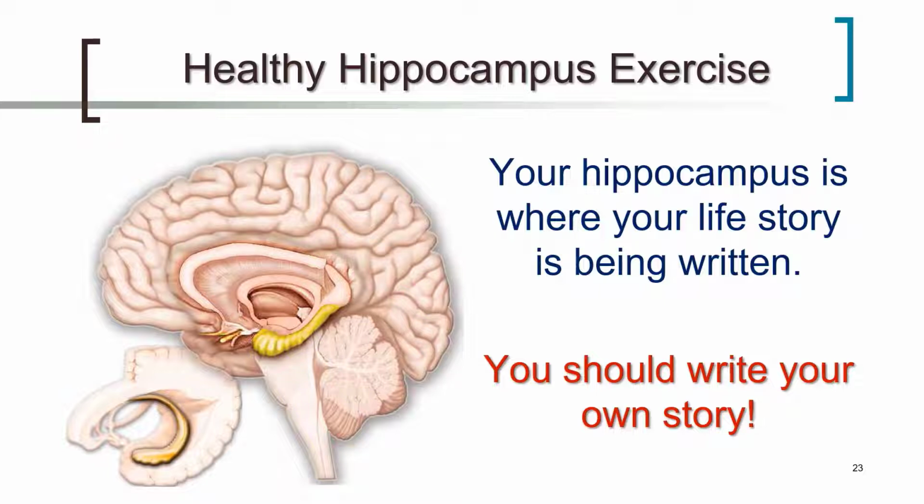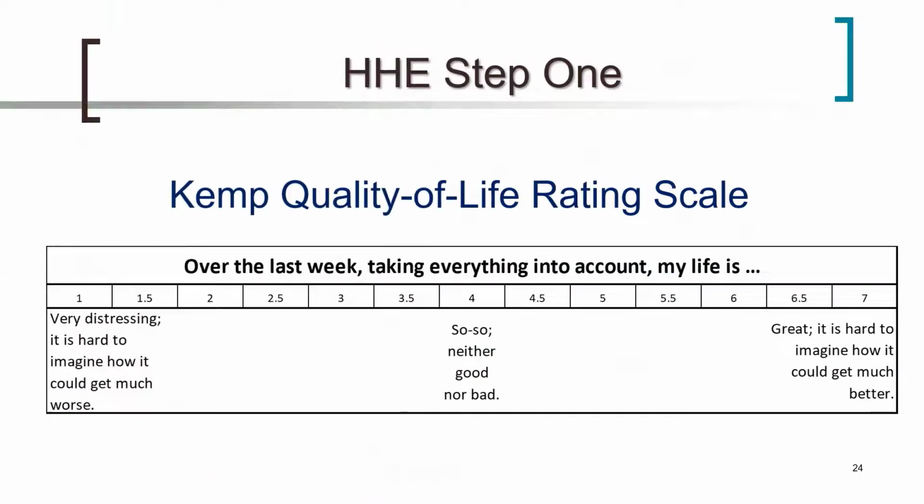For our class today, I want to emphasize the idea of autobiographical memories. These are the memories that we choose for ourselves, thus the term autobiographical. Another way to look at this is how we write our own stories. How we think about ourselves is a narrative that we have with ourselves that is very important for us to guard and nurture. And so, step 1 in HHE involves you rating yourself on the Quality of Life Rating Scale.